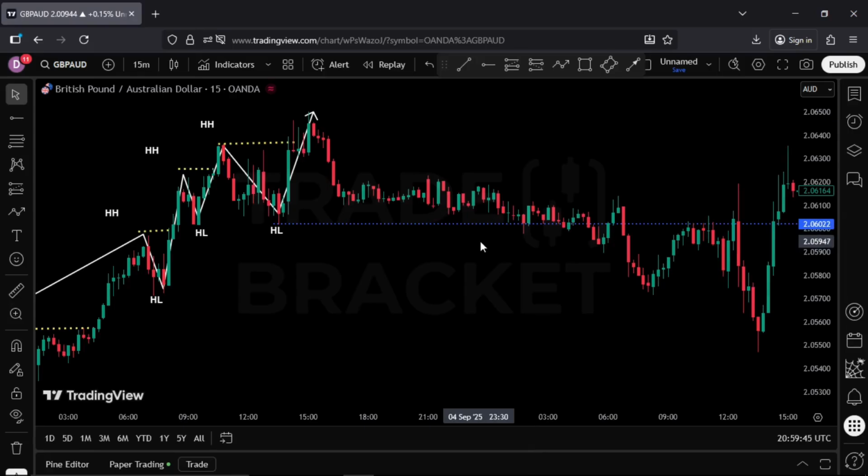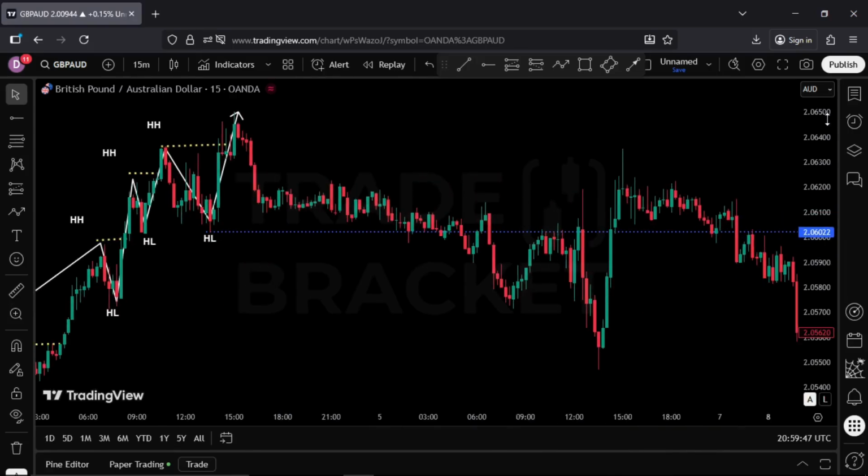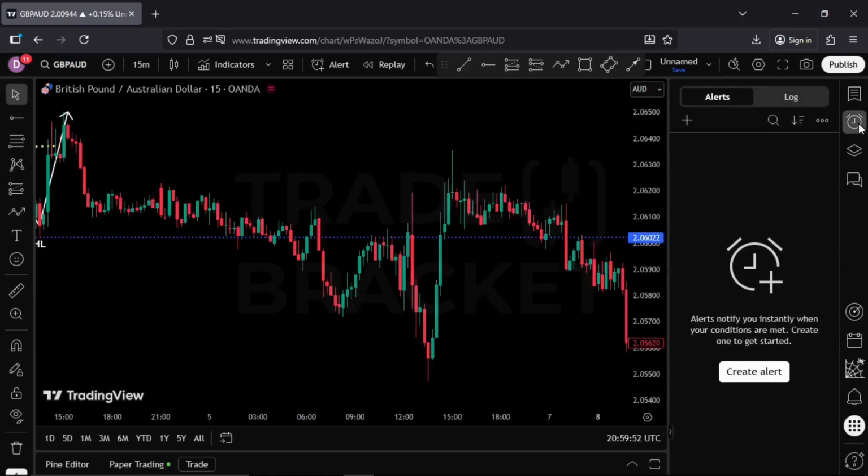Right, so let me show you how you could place the alert. If you want to place the alert, you just go right here and click this. I show this in the 2 videos that I keep talking about. The links to those videos are in the description. So just click the alert and go ahead and click create alert.